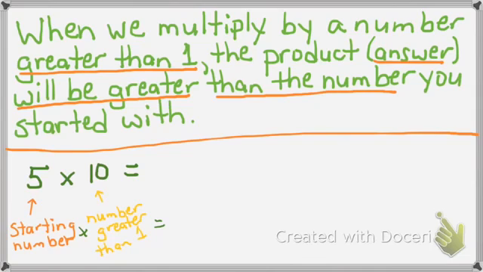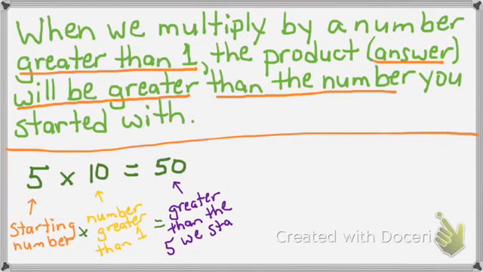So I'm starting with 5 and multiplying by a number greater than 1. So what does 10 times 5 equal? Well, we know that one. 10 times 5 equals 50. 50 is my product, which is my answer to the multiplication problem, and 50 is indeed greater than 1. And it's greater than the 5 that we started with. So, notice I started with 5, that's my starting number. I multiplied it by a number greater than 1, 10, and my answer was greater than the number I started with. It was greater than 5.